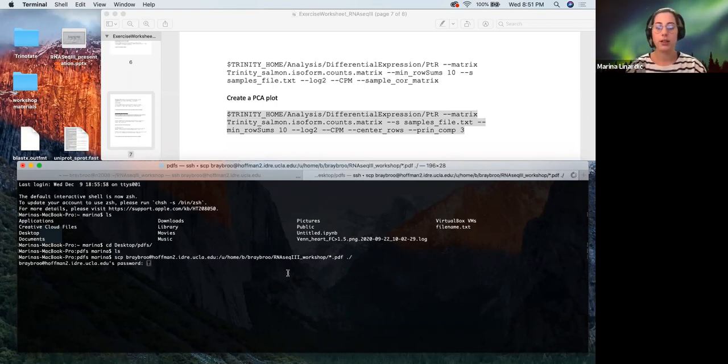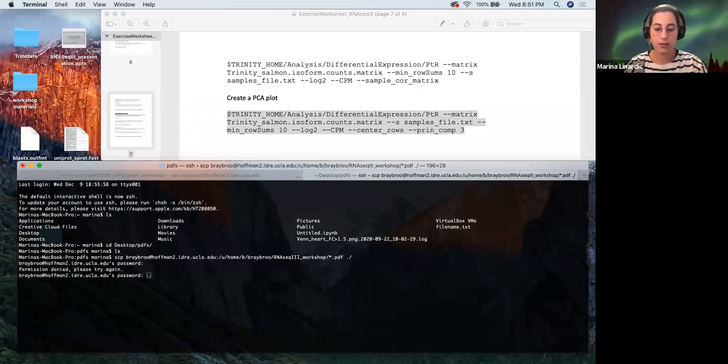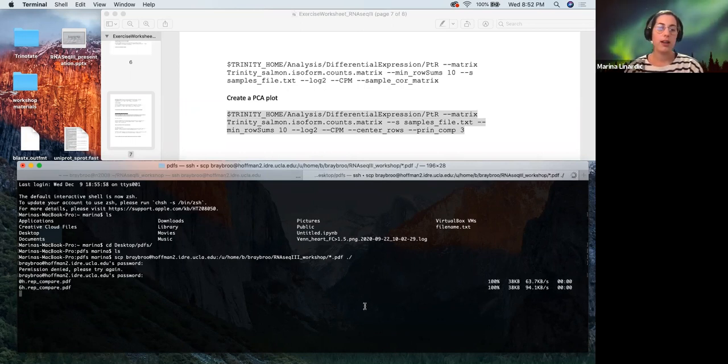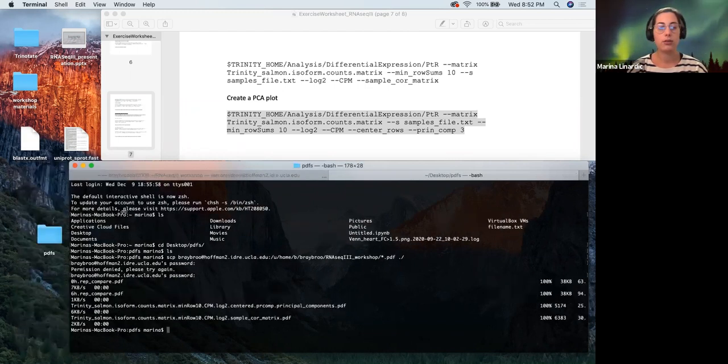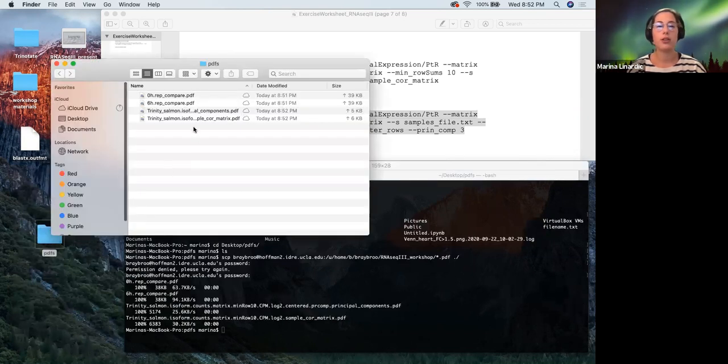Enter. Then it asks me for my password. I'm not sure I put the right password. Let's see. No. And now it's just going to transfer all the files to my local computer. And then we're going to just have a brief look. So they should all be here.